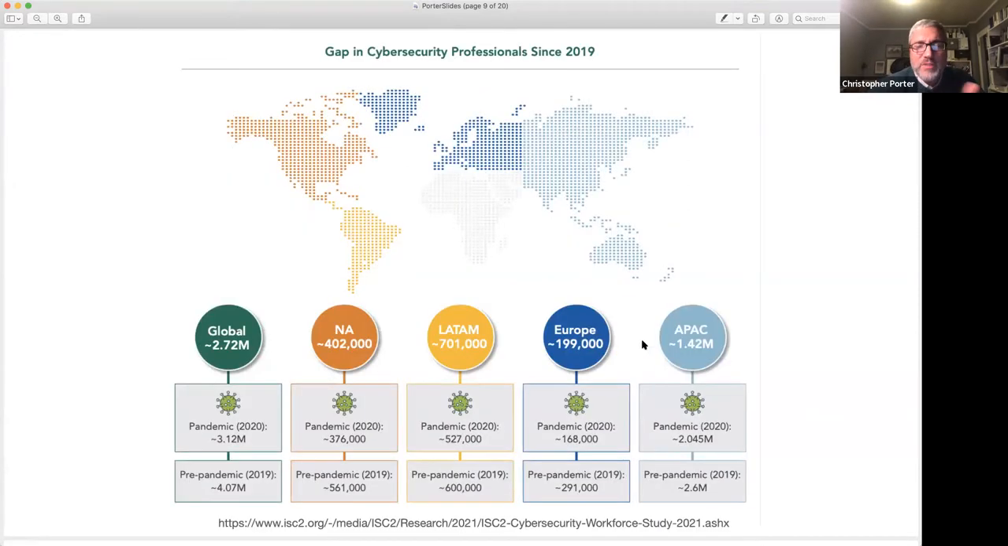I was curious about cybersecurity. I heard on the radio when I was driving yesterday that there are currently 400,000 openings in cybersecurity in the United States. And so I found data worldwide. Since the pandemic, there have been some changes. Globally, the number has gone down a little bit. In North America, it's fluctuated, so now 400,000. In Latin America, 700,000. Europe, 200,000. Asia Pacific, 1.4 million. This is a huge area of need.